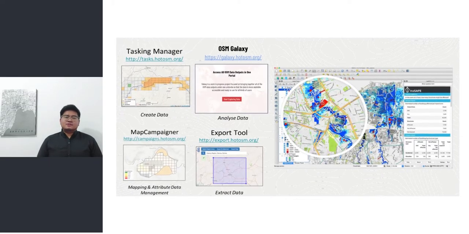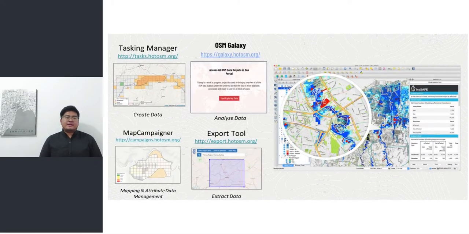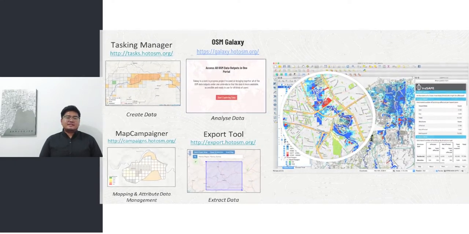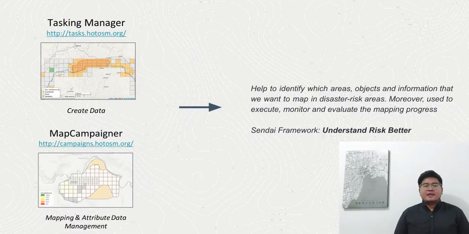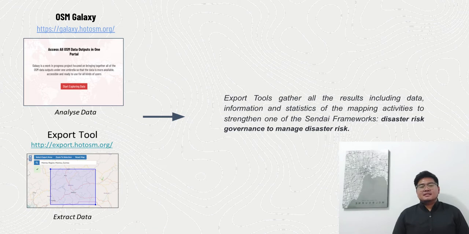There are several HOT tools that support several aspects of preparedness for the recovery phase of disaster. For example, we have HOT Tasking Manager and Map Campaigner. These tools are aimed to help identify which areas, objects, and information we want to map in disaster areas. Moreover, they are used to execute, monitor, and evaluate the mapping progress, which is in alignment with the Sendai Framework of understanding risk better. The second tool is HOT Export Tool and OpenStreetMap Galaxy.